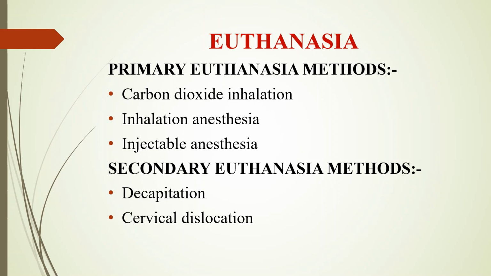Euthanasia is classified into two: primary euthanasia methods and secondary euthanasia methods. Primary methods include carbon dioxide inhalation, inhalation anesthesia, injectable anesthesia. Secondary methods include decapitation and cervical dislocation.